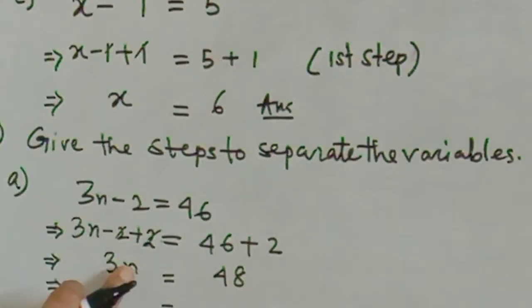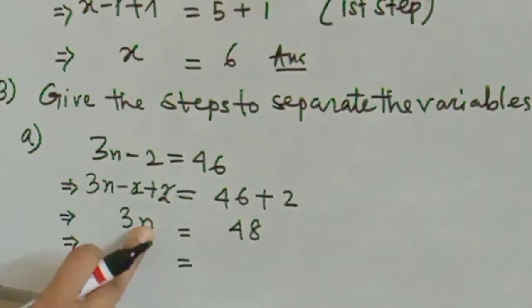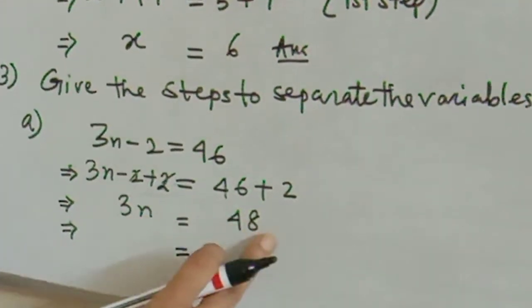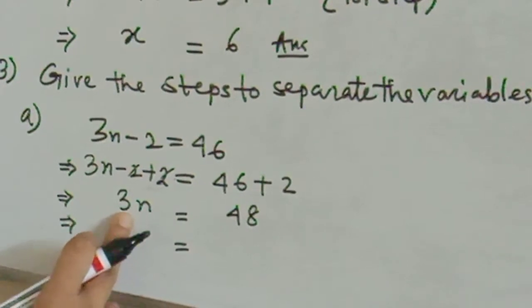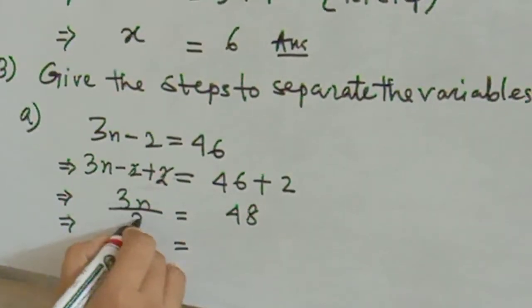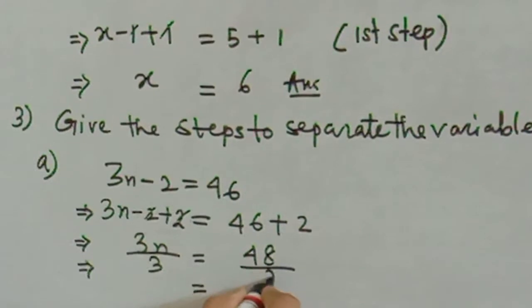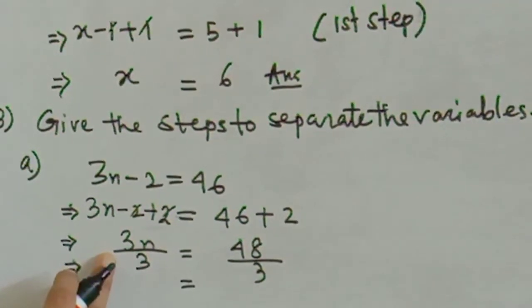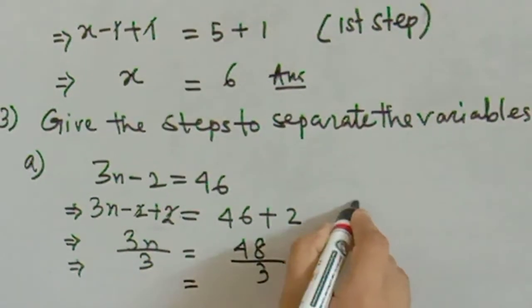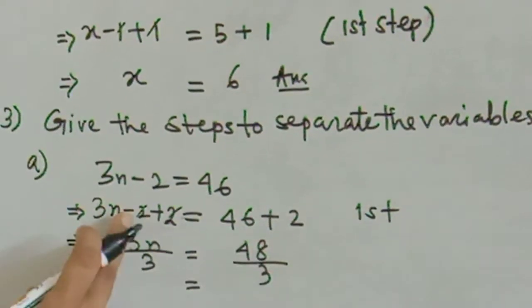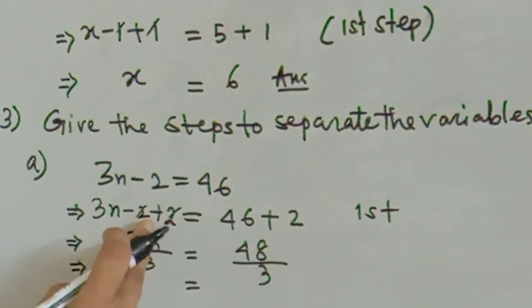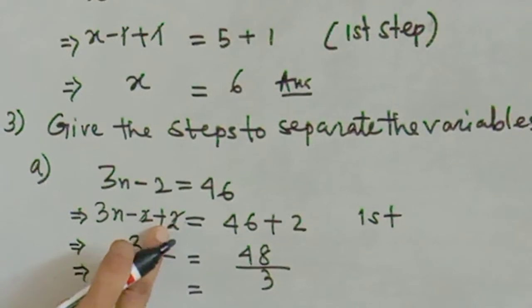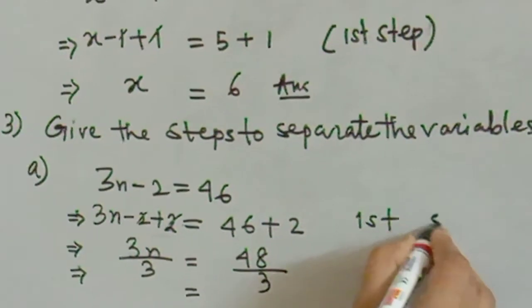Now to separate the variable from this portion, 3 times n is equal to 48. I want to remove 3 also, so I need to divide by 3, on both sides, left hand side and right hand side. It was the first step when I removed minus 2 by plus 2, by inverse process. It was minus 2, I have taken plus 2. It is the first step.